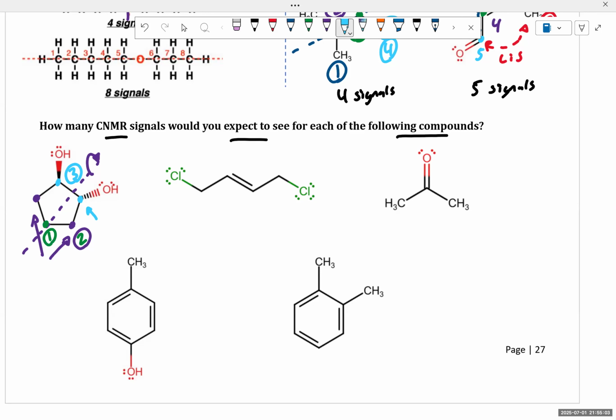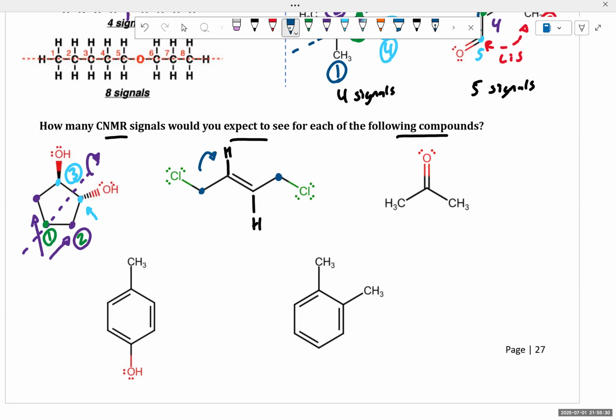The second example, looking at this trans alkene, is also pretty informative. When we're thinking about unique carbons, they are not interchangeable via rotation. However, what we see is these two carbons are in fact interchangeable via rotation.